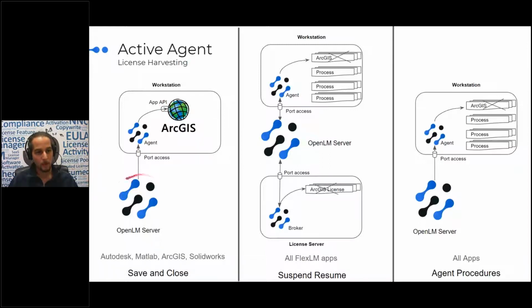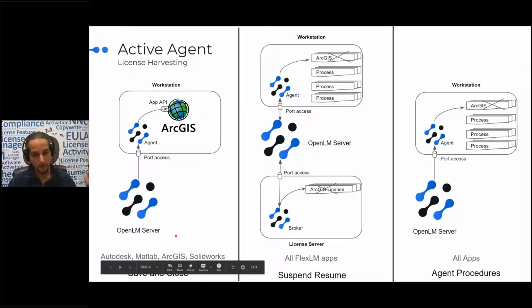Now, what happens basically is the server talks to the agent, which talks to the little API that we built and tells the ArcGIS itself, or Autodesk, it tells the application itself, hey, can you please save the work and close yourself? And the application simply obliges to do that, and that's it. It's super easy, and it simply talks to the application itself.